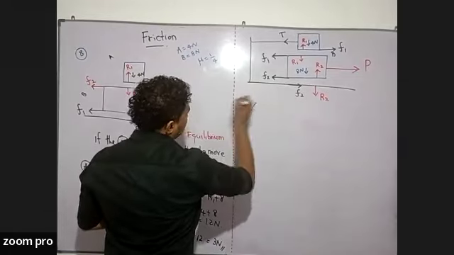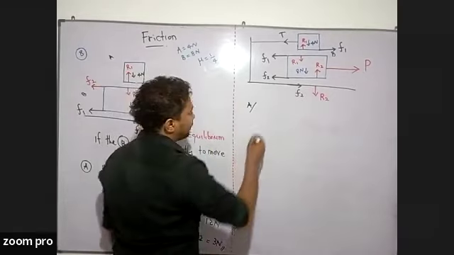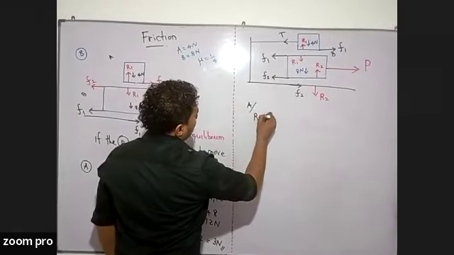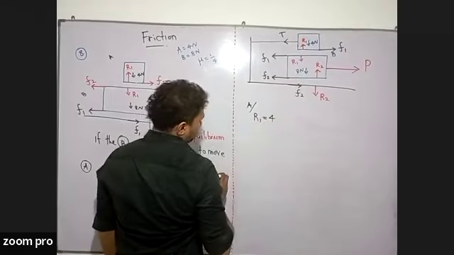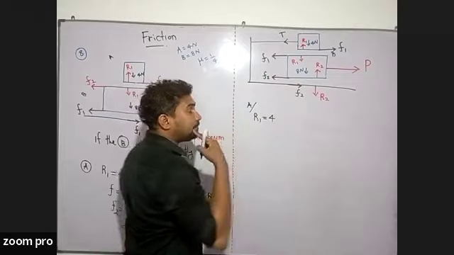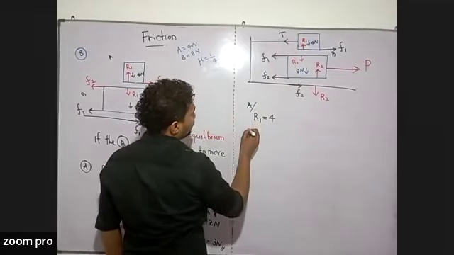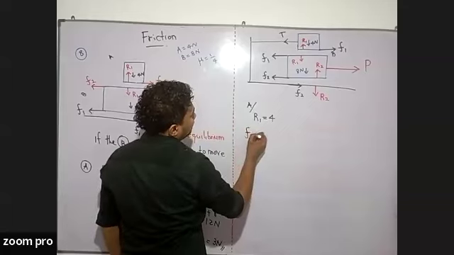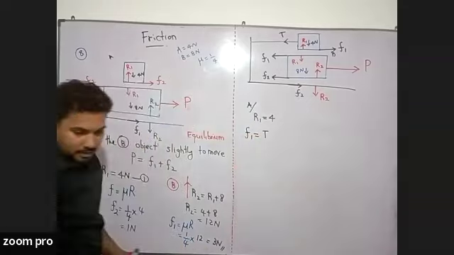Let's consider the A object. If you consider the A object, now A is at rest, right? Then obviously, by considering our vertical forces, R1 equal to 4, right? On the other hand, if we consider the horizontal forces which are exerted on the A object, we can consider that F1 should be equal to T, right?